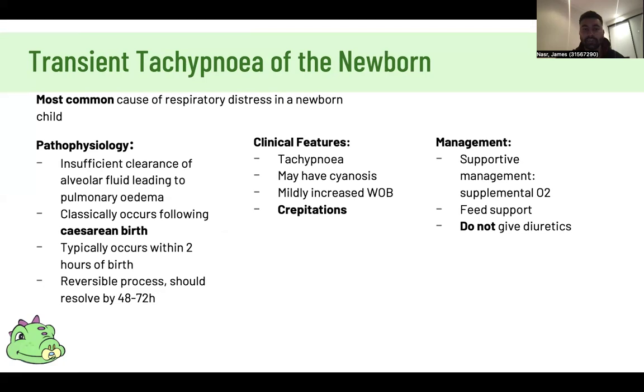And the clinical features can be quite similar. So tachypnea, cyanosis, and increased work of breathing. Those symptoms are shared with RDS, although you're more likely to see crepitations in TTN just because there's that fluid in the lungs. The mainstay of management is essentially supportive, so giving supplemental O2 and giving feed support if required. And just a note to not give diuretics in TTN. There's no evidence that it does have any improvement in TTN. So there's really no reason to give it.